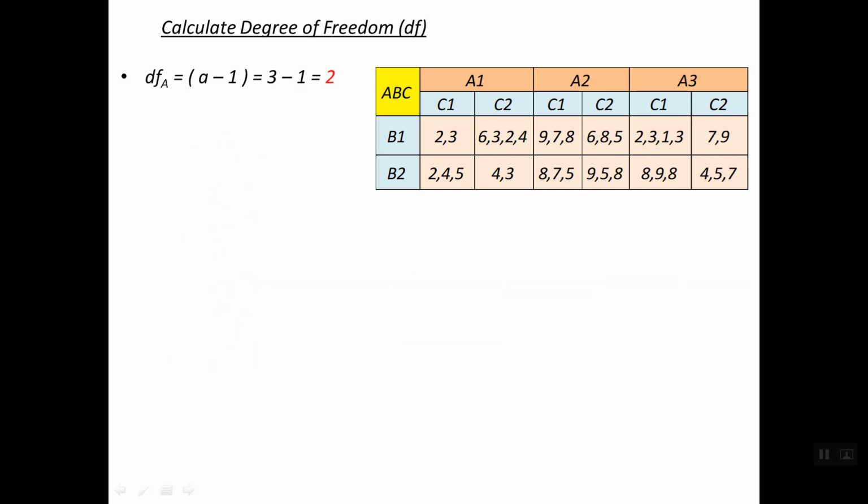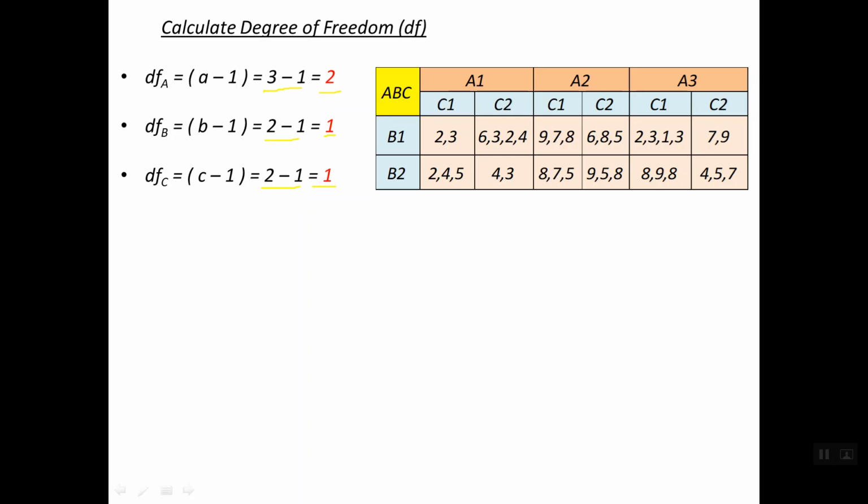Degree of freedom for factor A is simply number of levels for this factor minus 1. We have 3 levels for factor A, so 3 minus 1 is equal to 2. For the second factor, factor B, number of levels is equal to 2, so 2 minus 1 is equal to 1. The third factor is factor C, number of levels is 2, so 2 minus 1 is equal to 1. So these are the degrees of freedom for the main factors A, B, and C.